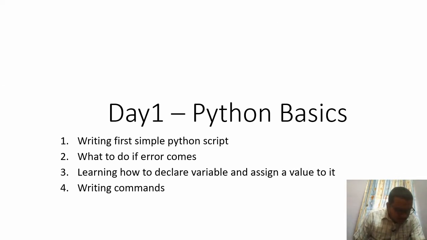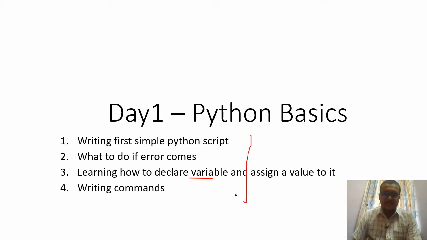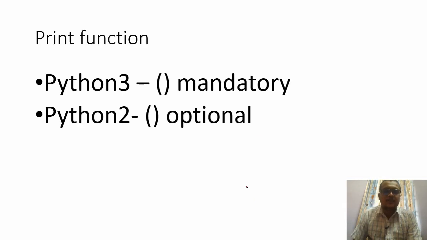The talk outline is writing a first simple Python script. If any error comes, how to debug it, learning how to declare a variable and assign a value to it, and writing comments. And you are going to see how to have a dictionary, what is a list, what are tuples. So all these things you are going to see in this video. So these are all the main steps or outline for this talk.